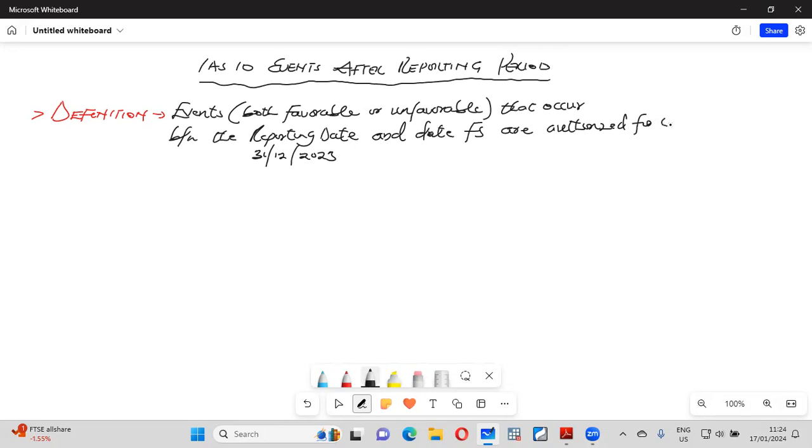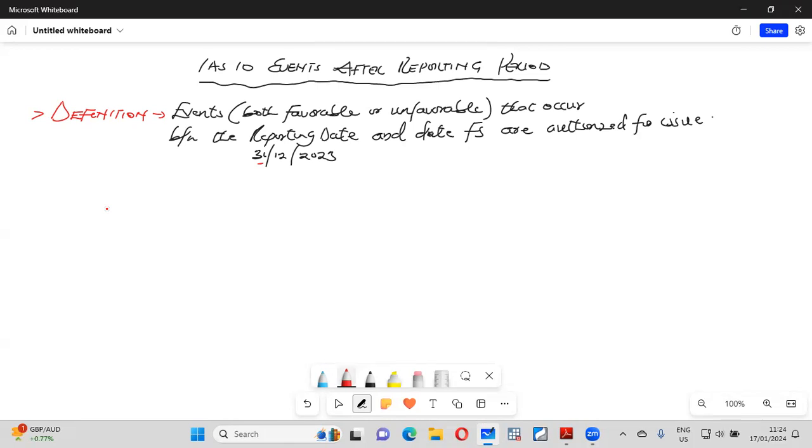Now, if you know how financial statements work, you prepare the financial statement as at this date. Then the auditors will come in and audit you, and they will file a report to the shareholders. There will be an AGM meeting, and once the AGM happens, they authorize the financial statement for issue, to be published for everybody to know, because that is the basis on which they determine dividends and everything.